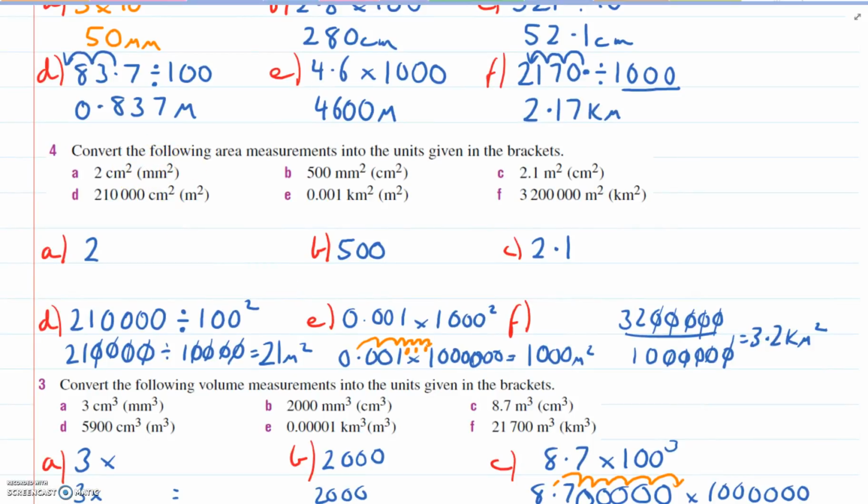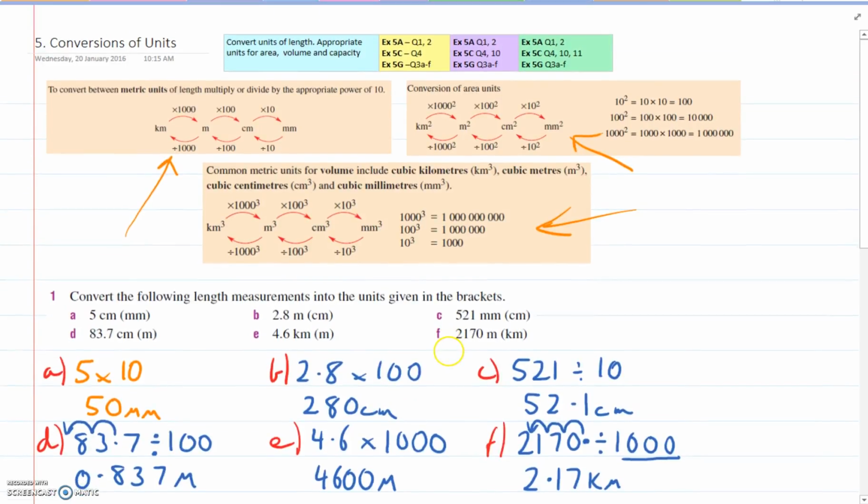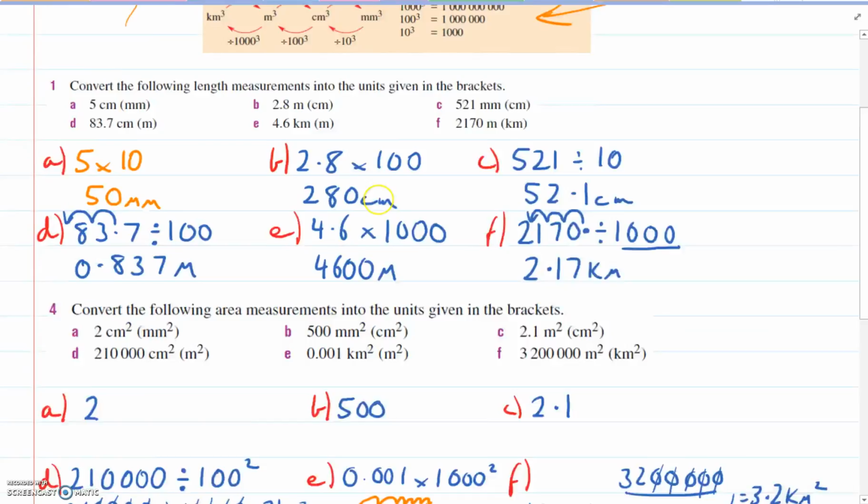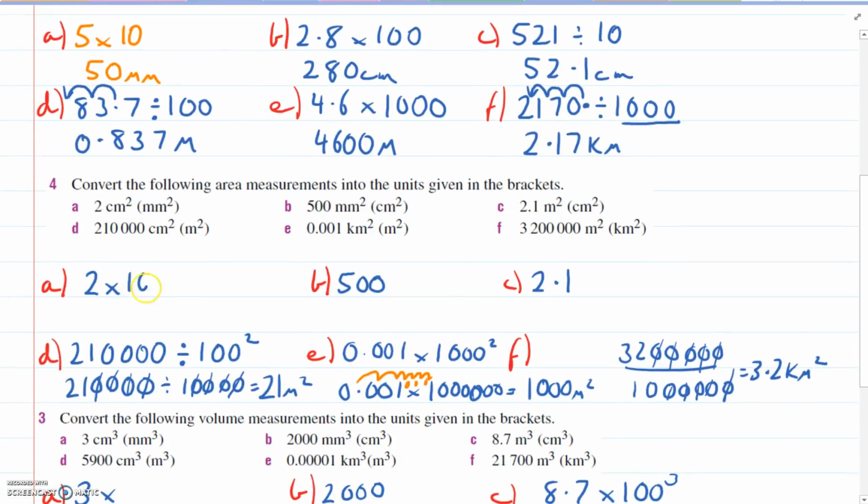squared and millimeters squared in this case, or any of these squared units. We don't have to do anything with the number 2 or 500 or 2.1 here. All we're working with are still multiplying or dividing by 10, 100, 1,000, whatever it is. So if we're doing centimeters squared to millimeters squared, and we can use our guide up here, centimeters squared to millimeters squared, so that is timesing by 10 squared. And that's the same as 2 times 100, which is 200 millimeters squared.